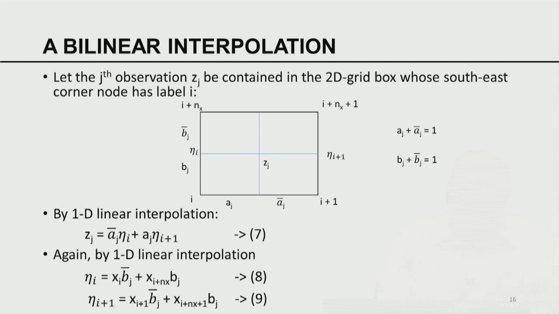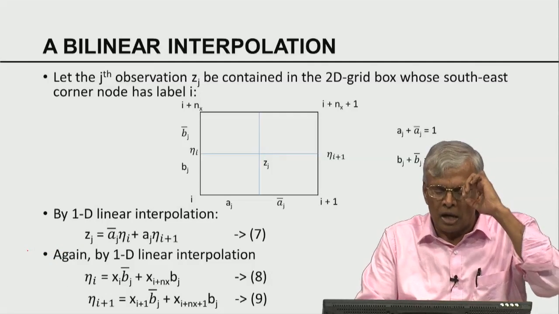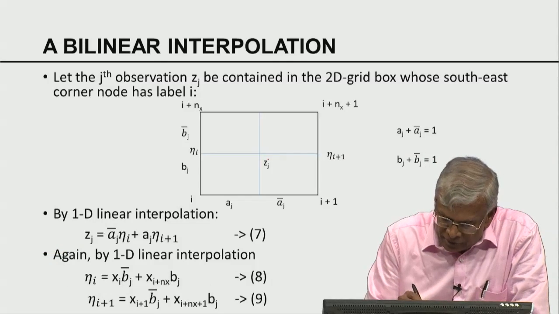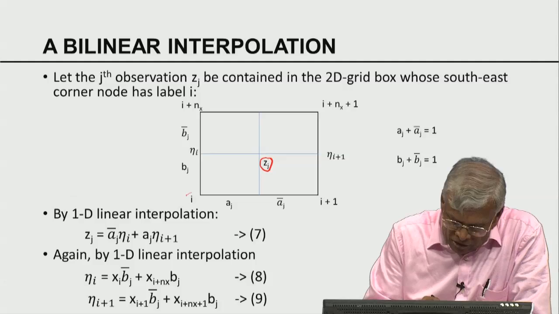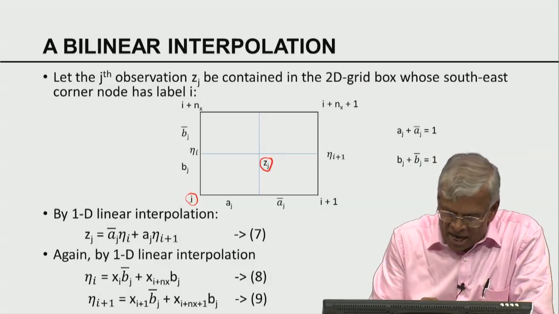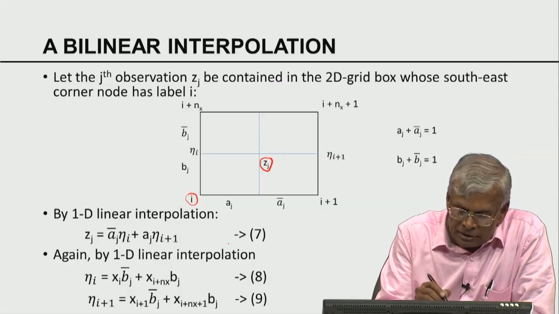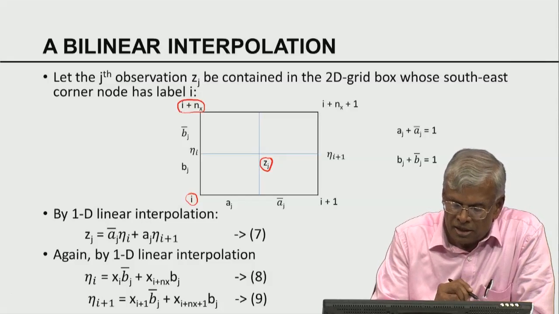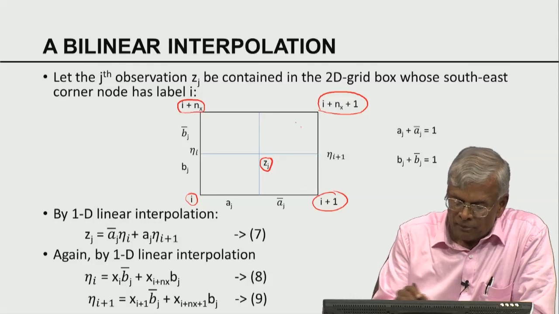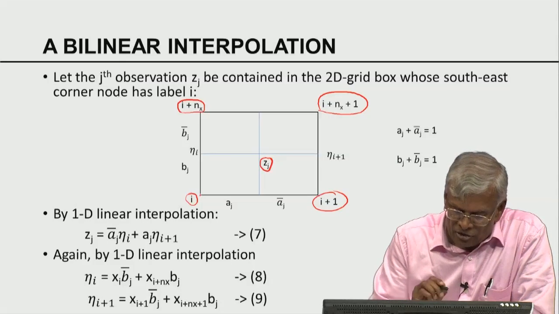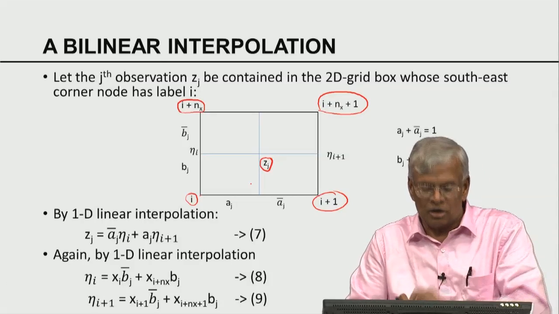Again, I need to develop a relation between the known and the unknown. The z's are knowns, the x's are not knowns. So let the jth observation be contained in a square whose origin is I. If this is I, this is I plus 1. If there are nx points in the row major order, the label for this is I plus nx, and the label for this is I plus nx plus 1. Therefore, I am going to consider this square as one with the origin I. So let the jth observation be located in the ith grid where I is the origin.